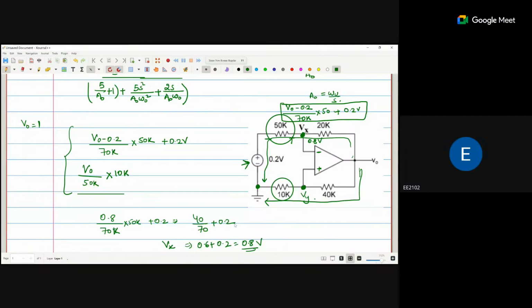Okay? Sir, in the exam, do we have to show this calculation? No need to show the calculation. That is only for the understanding purpose. Okay, sir.